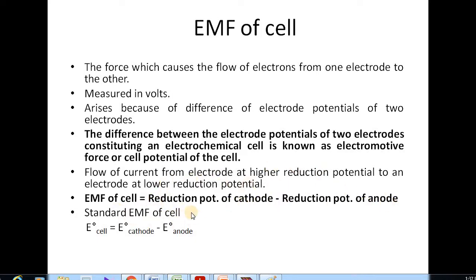And for the standard EMF of the cell, the standard EMF will be equal to the difference in the electrode potentials taken under standard conditions. So we can say this is equal to the standard cathode potential minus the standard anode potential. In terms of reduction potential, this is the difference between the reduction potential of the cathode and anode under standard conditions.